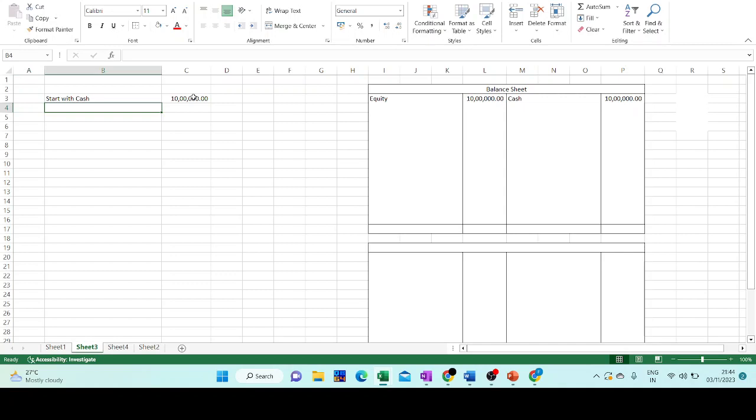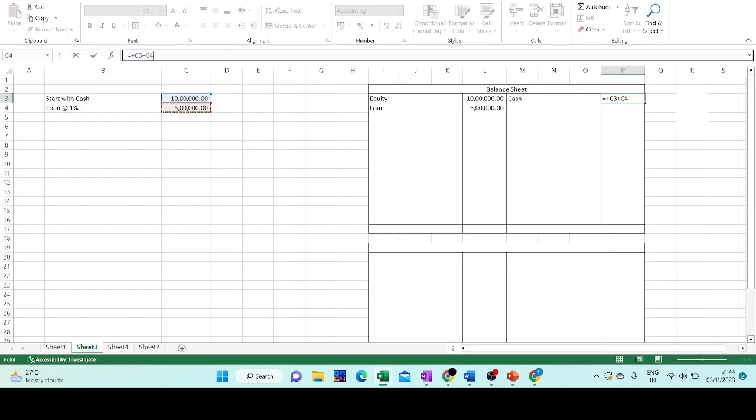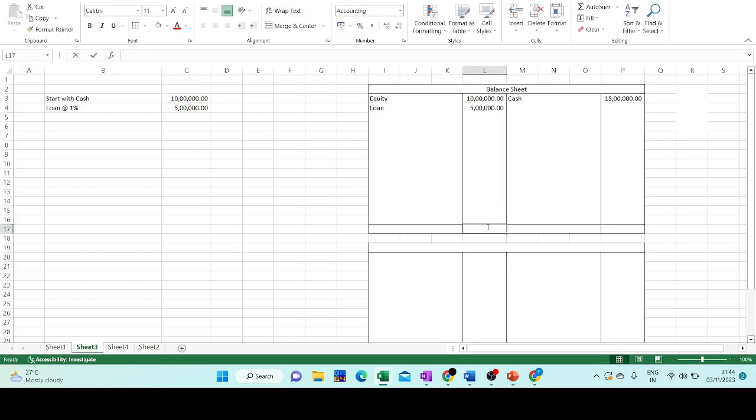Now, guys, we take a loan at the rate of 1%. Okay? We take a loan of say 5 lakhs. Okay? So we'll record this loan as a liability on my balance sheet, and my cash balance would increase by the amount that I have borrowed. Right. This is the liability side total. This is the asset side total.